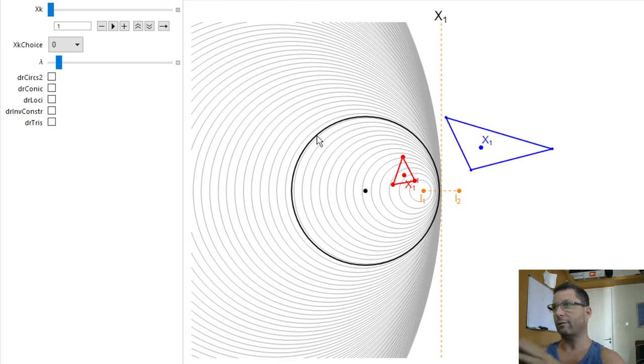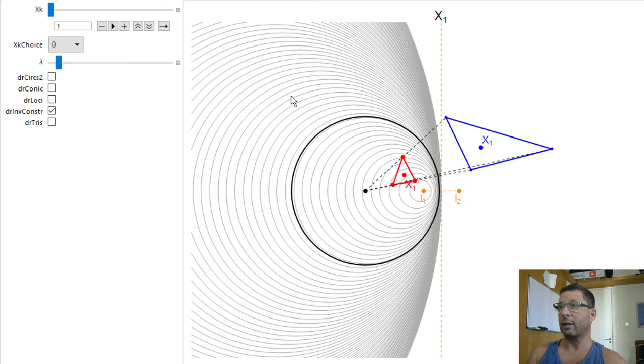Now, what's the subject of this video? I'm going to take this random blue triangle on the right, okay, and I'm going to invert its vertices with respect to this black circle over here. So I'm going to get the red triangle. The vertices of this red triangle, which I'm calling the inversive triangle, are inversions of the vertices of this blue triangle with respect to this thick black circle here.